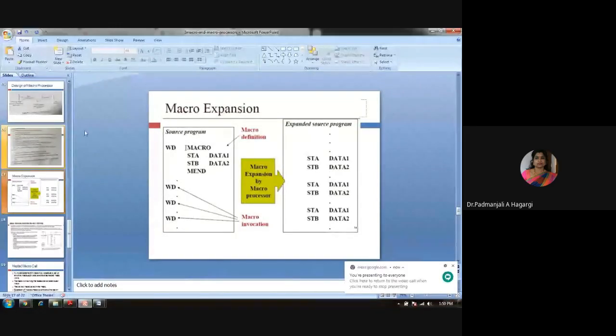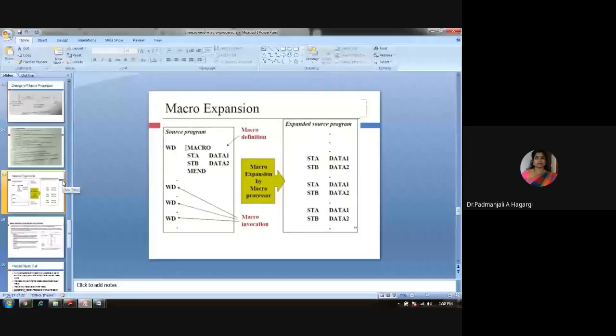So today I am telling you all about, so far I have told you only about macro definition, macro call and macro expansion. Now I am telling you about the macro design. Macro design also has two passes, pass one and pass two. First pass, what does it do? It processes all the macro definitions.